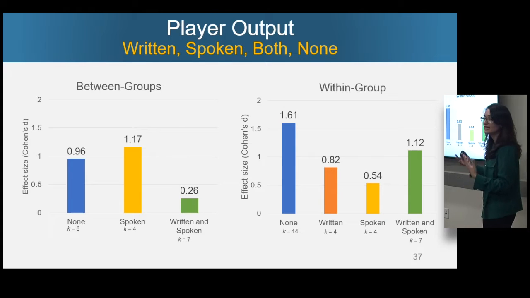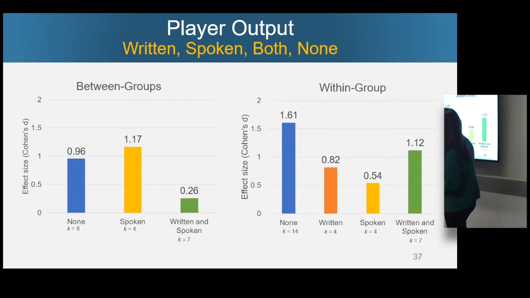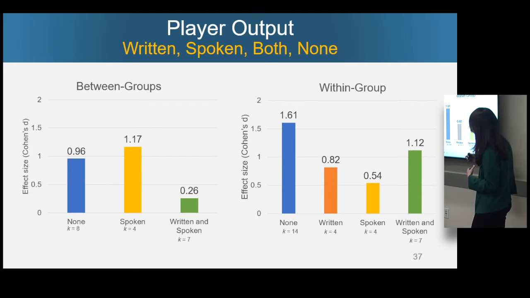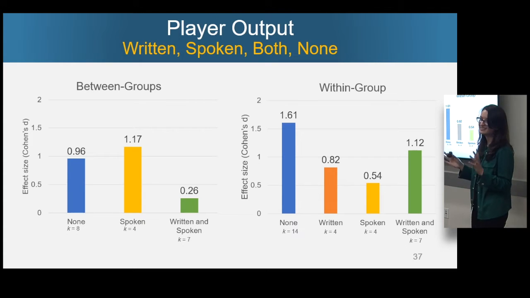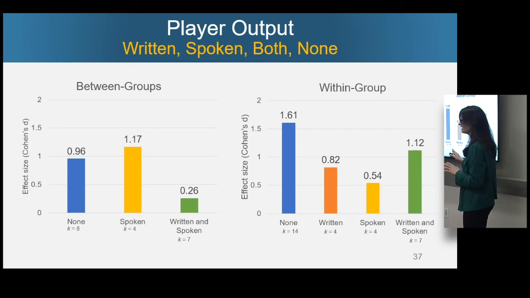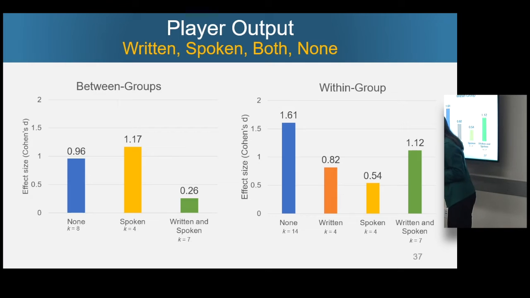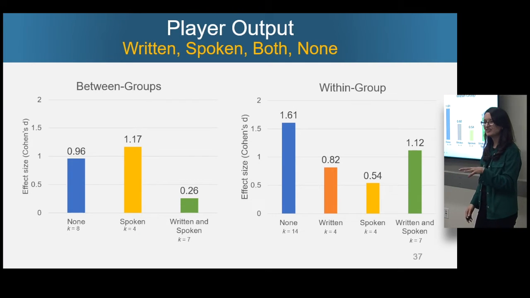And then player output, again, we have some mixed results here. If you look at between groups, we see that games that required only spoken output did the best. But then when we look at within group designs, we see that games that required no player output did the best. Again, really mixed results. And another problem, probably you noticed it, is the sample sizes, right? So it's very low, 4 here. So perhaps this area is not mature enough to be meta-analyzed, which means that, again, for this contrast too, we need more primary studies before it can be meta-analyzed.